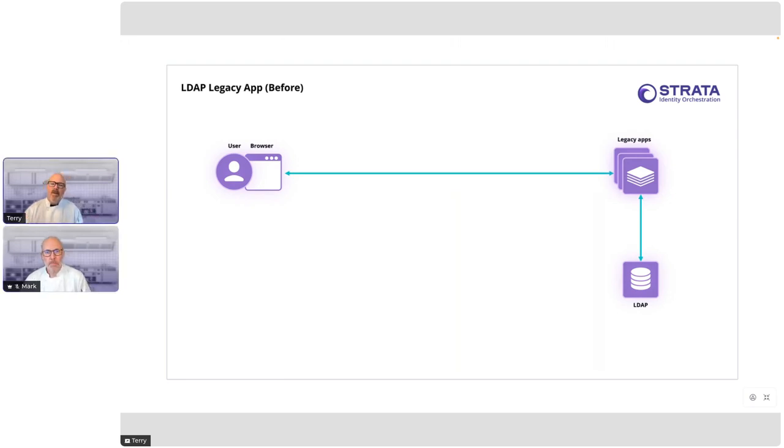So here, this is the before picture. This is before Strata gets into the picture. It's exactly as you would expect. The application itself is hosted wherever and however it is in the world, and then it has a back channel communication with your LDAP server. And so it's a really clean architecture, but it's hard to scale, and it's certainly hard to modernize if you want additional modern capabilities.